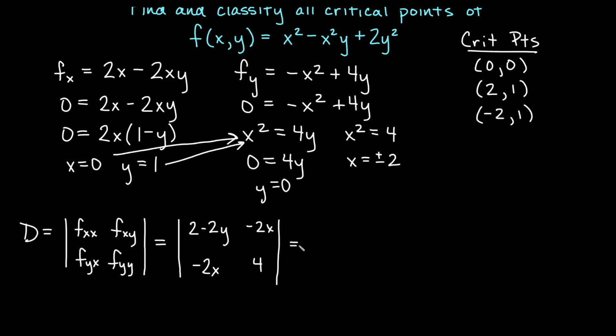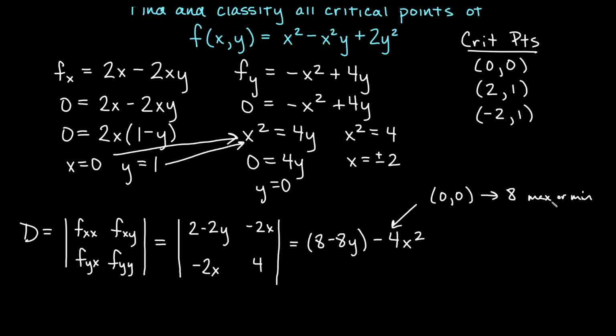If we take this determinant, if I take 2 minus 2y times 4, that will give us 8 minus 8y. And then subtract this diagonal multiplied. If we subtract that diagonal, then that will be 4x squared. So we have 8 minus 8y minus 4x squared. We go ahead and plug in our points here, and we'll see what we get. So if we plug in (0, 0) in this one, then we'll get nothing for this term or this term. That will give us +8. Okay, when we get something positive, that means it's a max or a min. So this is a max or a min for (0, 0).